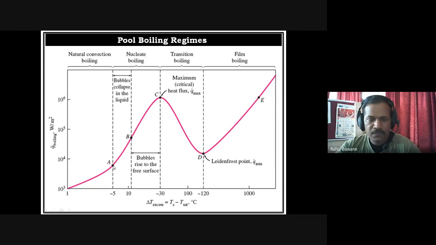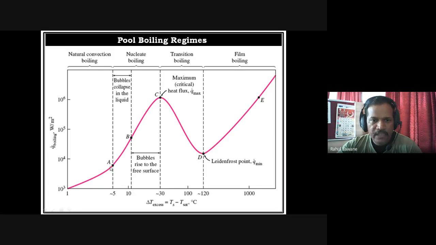After some time, if we continue to supply heat, after point A, this portion up to C is called nucleate boiling. So from A to C it is called nucleate boiling, and it is divided into two portions. The first portion has a smaller length in terms of temperature, A to B, and the second portion has a larger length in terms of temperature, B to C. Up to natural convection boiling, there is simply low density fluid movement, that is natural convection, which is responsible for heat transfer.